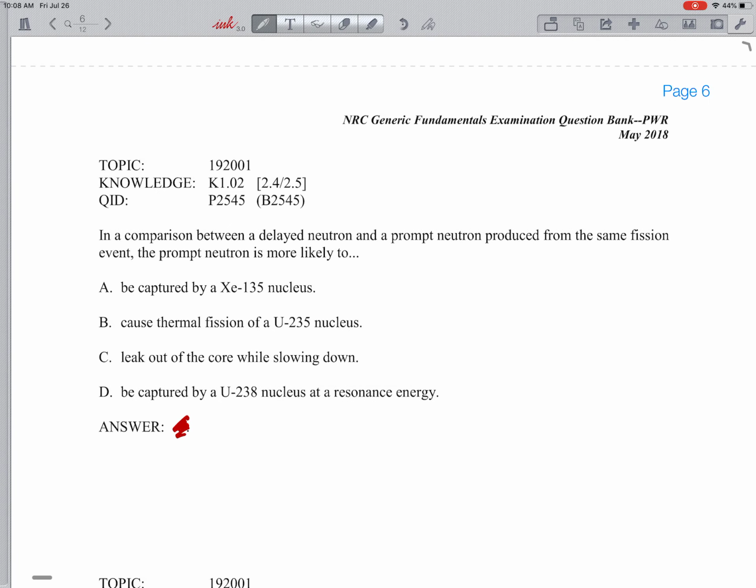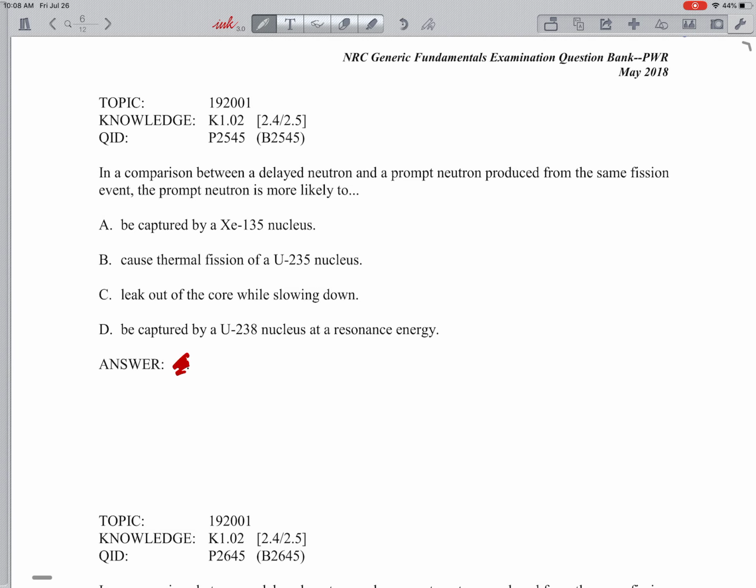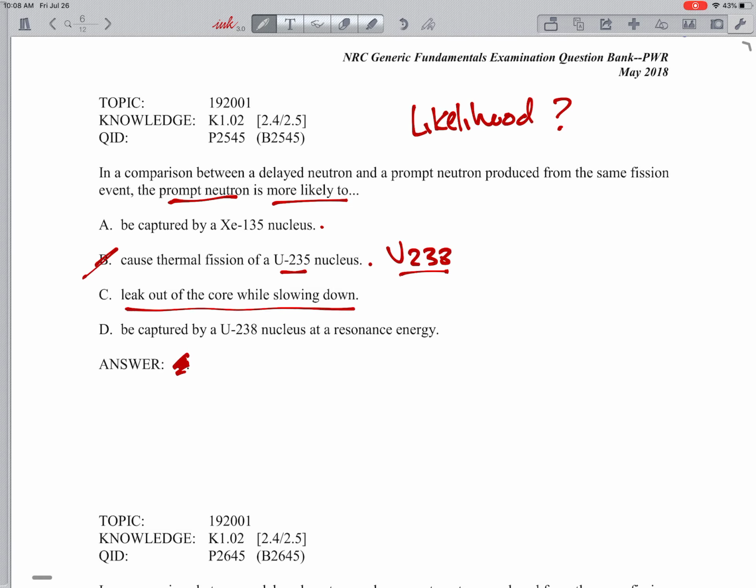Okay, next question. In a comparison between the delayed neutron and a prompt neutron produced from the same fission event, so this is a likelihood. The prompt neutron is more likely to be captured by xenon-135, cause thermal fission of a U-235. No, remember that's U-238. So it's not that one. Or leak out of the core while slowing down.